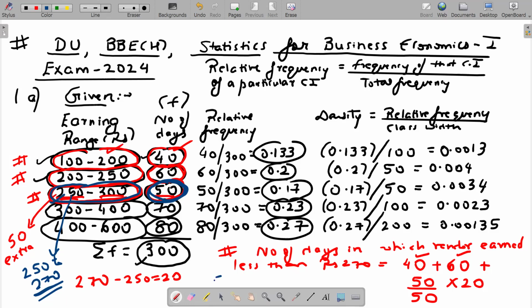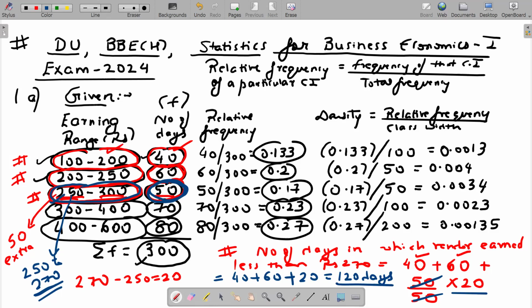So if I now find the answer, it's going to be 40 plus 60 plus 50 and 50 cancel. I get 1. 1 into 20 is 20. So my answer is how much? 120. 120 days is my answer.